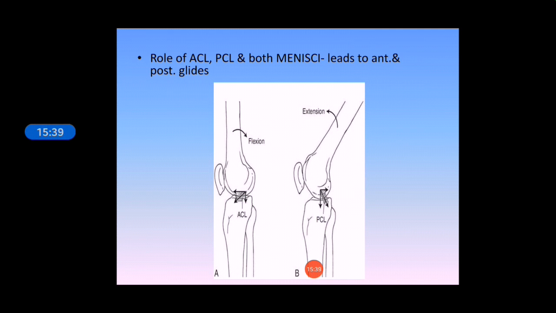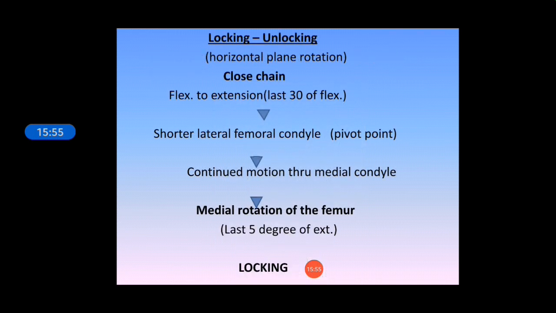The meniscus also plays a very important role. The wedge shape of the posterior meniscus forces the femoral condyle to roll uphill as the knee flexes. So we see both the meniscus and the ligaments play a very important role in the mechanism of the knee joint. Now we talk about the locking and unlocking of the knee.